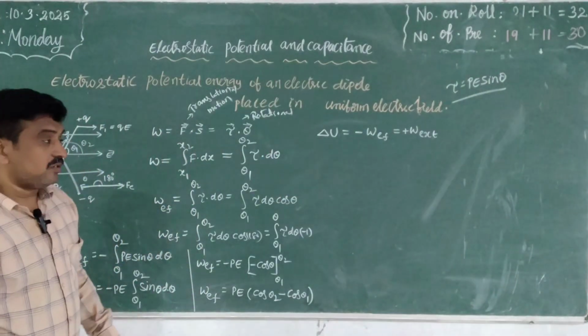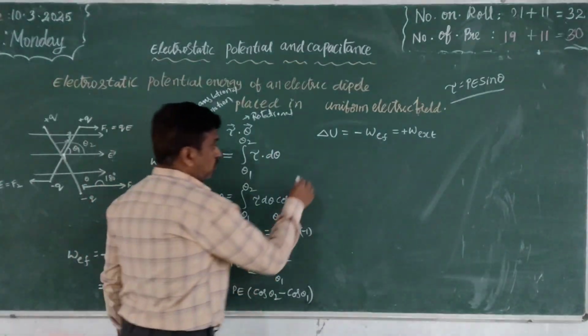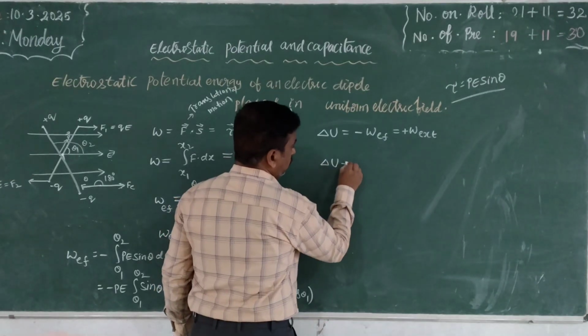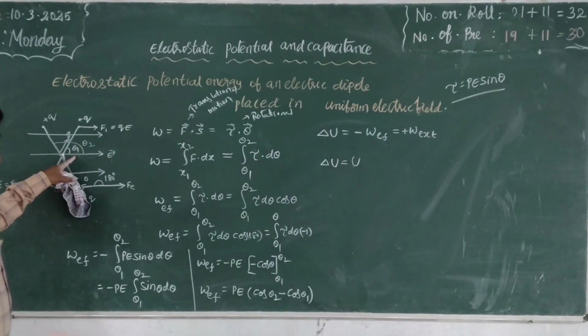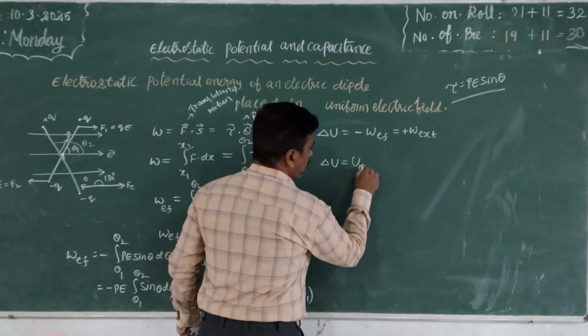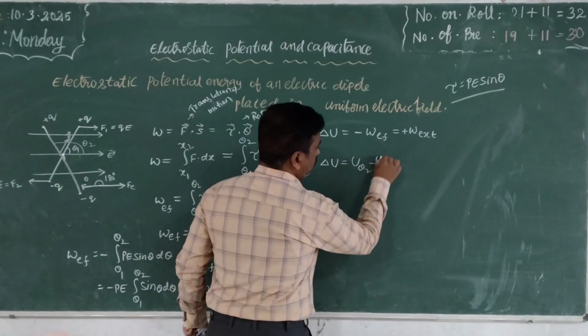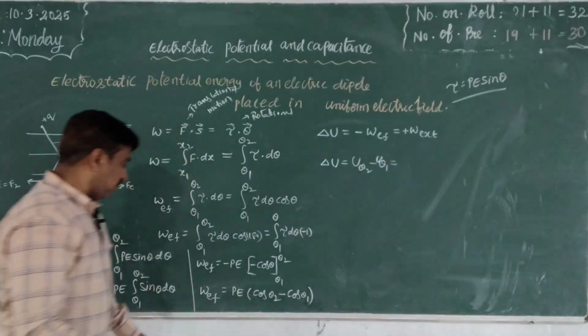External agent means external force. So we can know here delta U equals U final minus U initial. What is U final? U theta 2. U initial, U theta 1. So U theta 2 minus U theta 1 equals what now? Work done by electric force is this one.